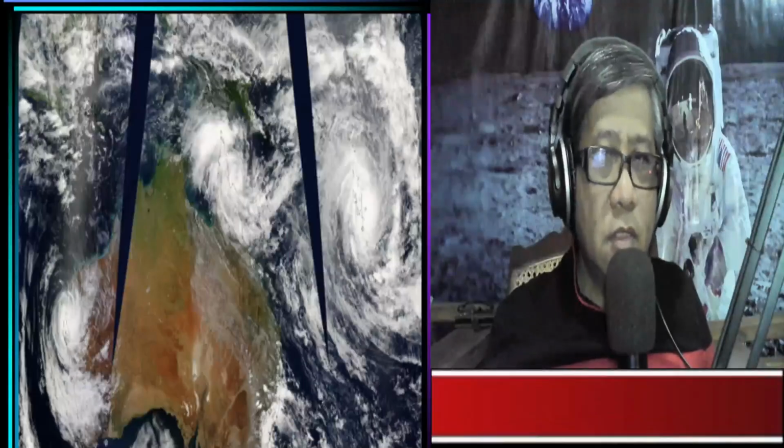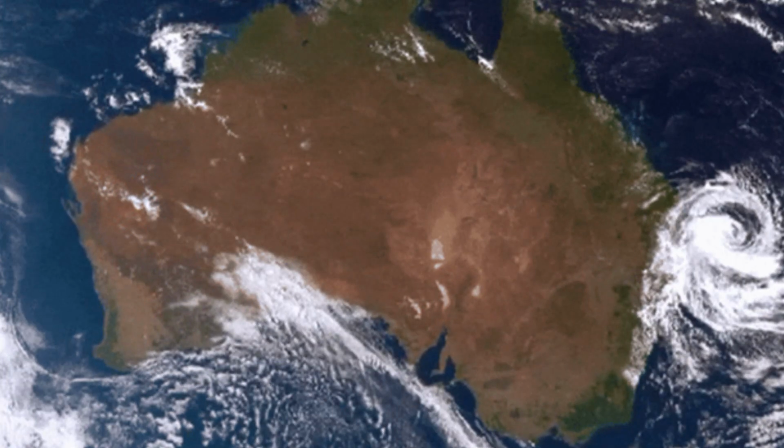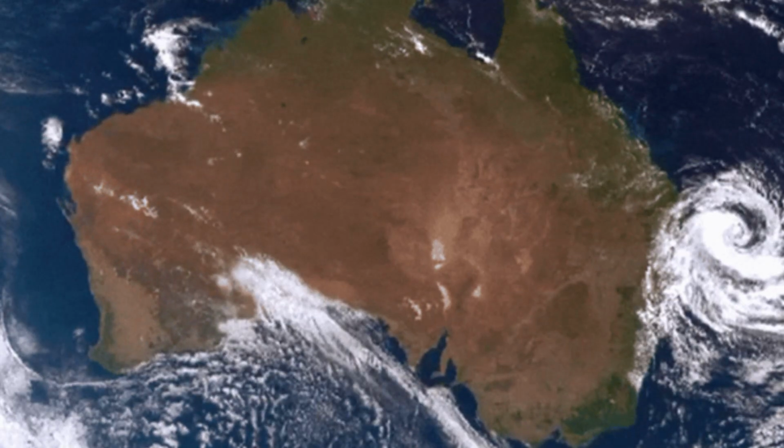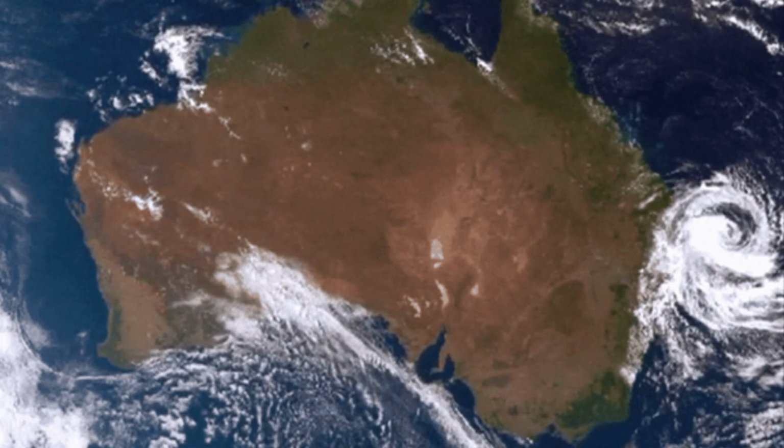Alright, here is a satellite photo of Australia. You will notice that the cyclone spins in a clockwise direction since Australia is in the southern hemisphere.